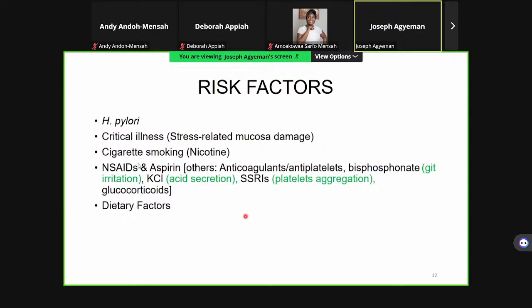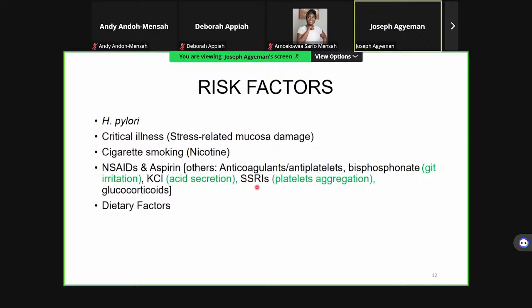Risk factors in general are almost the same as the etiologies. So you can see H. pylori here again, critical illness, nicotine, NSAIDs. And then NSAID, aspirin, remember aspirin. Aspirin is a cyclooxygenase inhibitor, and therefore it can prevent prostaglandin synthesis.